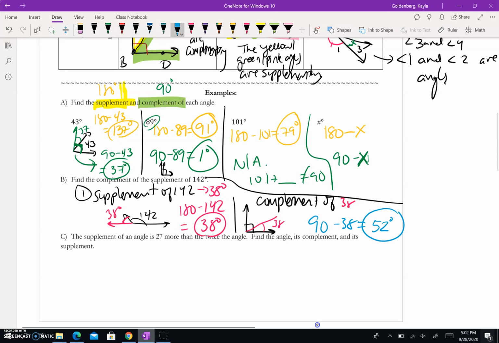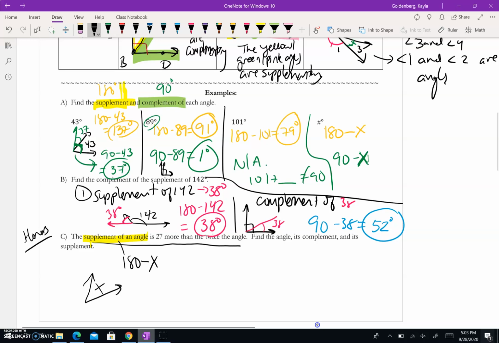This final one here is more of an honors level problem, just to give you guys a sense of what that is. It says the supplement of an angle is 27 more than twice the angle. Okay, so I'm thinking big picture. So the supplement of the angle, let's draw out an angle here. I'm going to call this angle x. That means if I'm talking about the supplement of an angle, that's referring to 180 take away x, right?